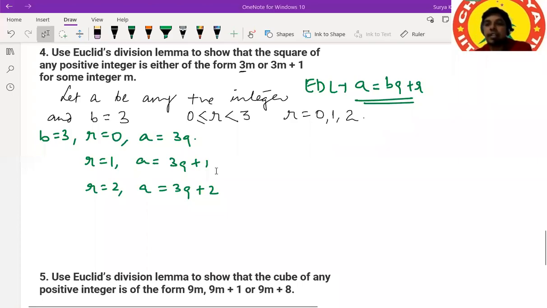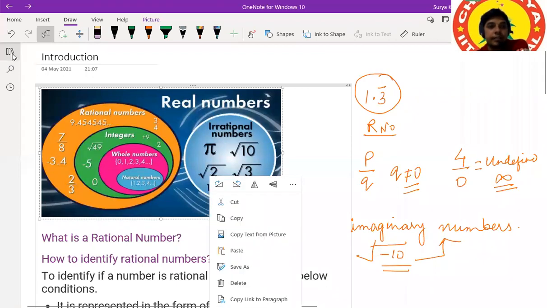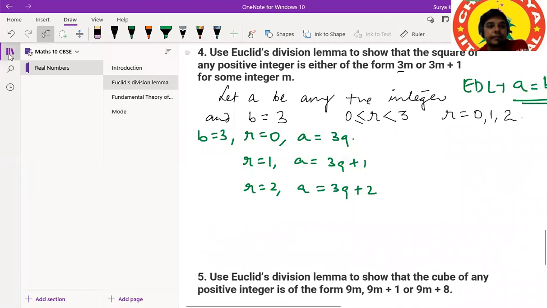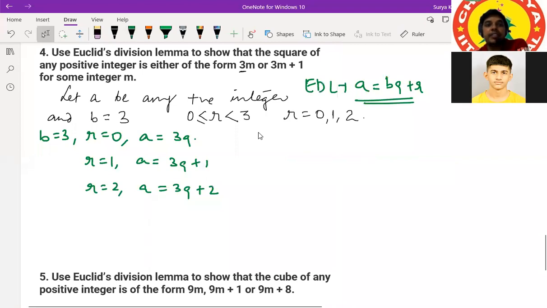In the question, what they have given here is to find the square of it, right? See the question: show that the square of any positive integer is of the form 3m or 3m plus 1. This is not a squaring yet. Now we have to square it here. So squaring both sides, try to understand here.